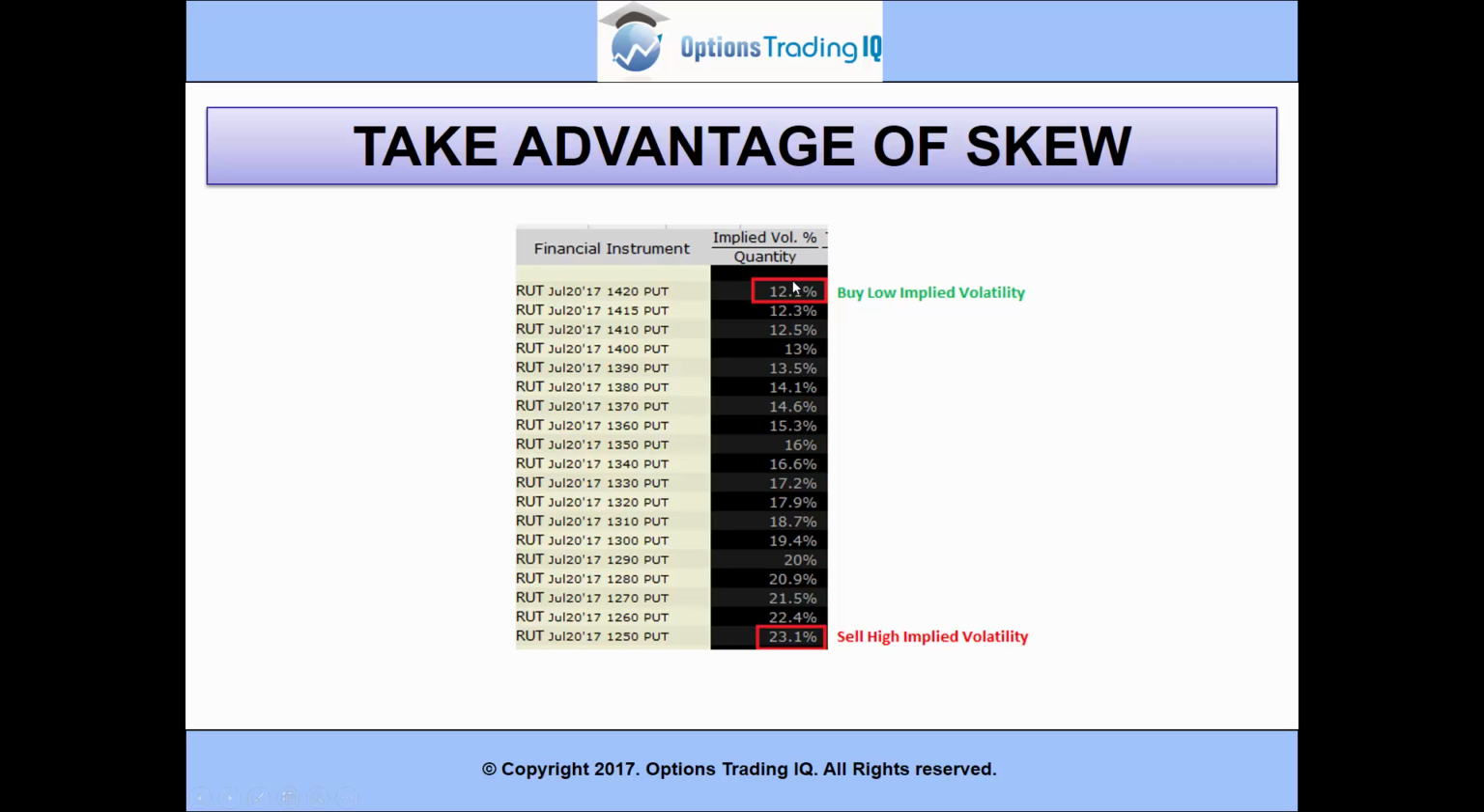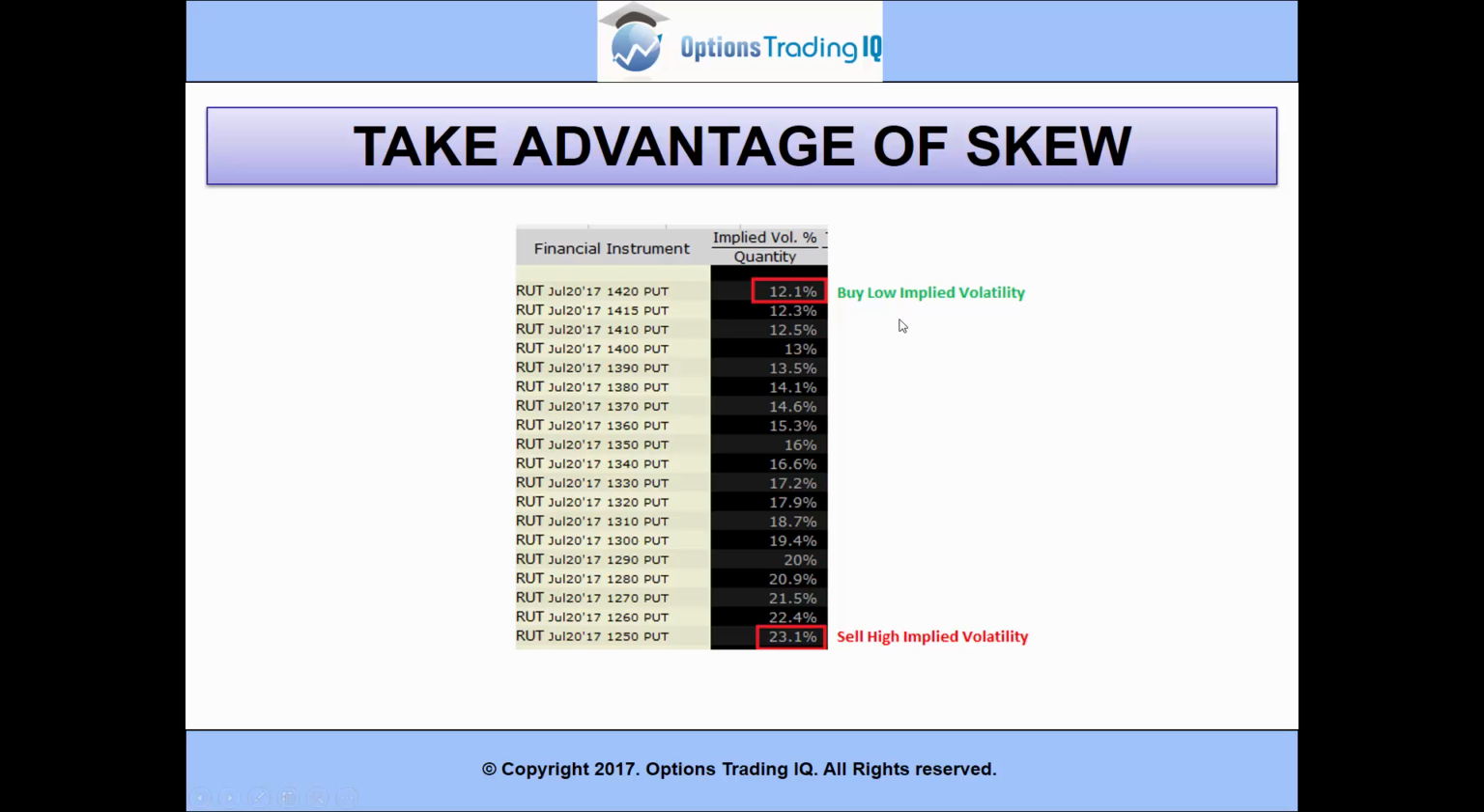At the money, the put at 14.20 is low volatility. It's 12%. If we go further out of the money to 12.50, we're looking at 23%. So the beauty of put ratio spreads is we're buying those 14.20s, for example, and we're selling the 12.50s. Okay, so we're buying low, we're selling high. Just like a stock, you want to do the same with implied volatility. You want to buy low, sell high.